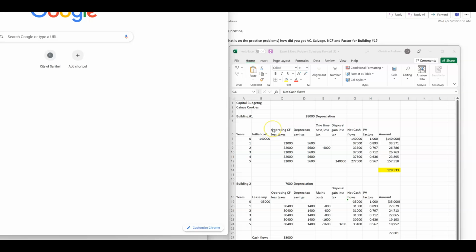Then my operating cash flows less taxes are $32,000, and then I've got a depreciation savings of $56,000. So my total cash inflow would be $37,600 times the present value factor gives us $33,000, and then the total of all these is your net cash flow for the project.